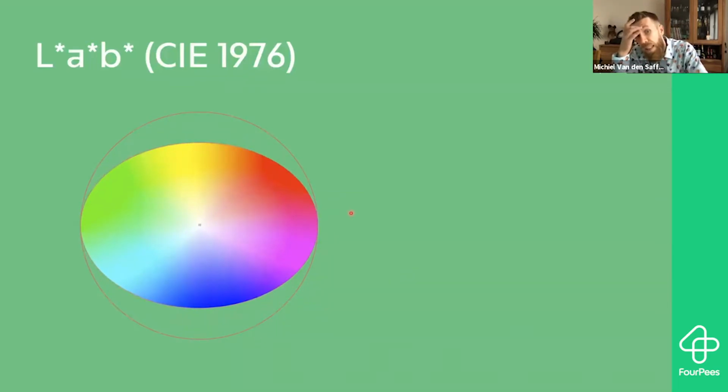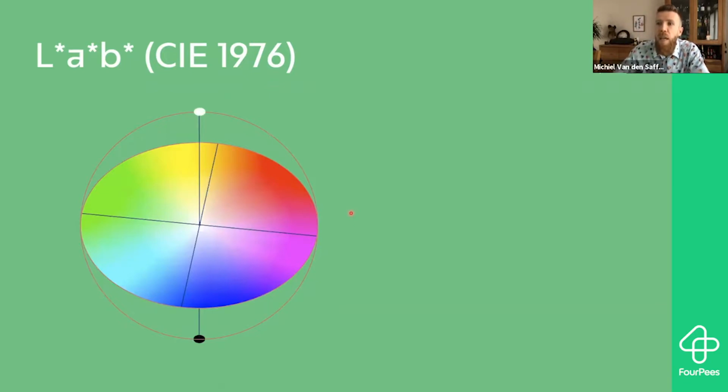So if I put this like that and we add our AB axis, this is our A axis, this is our B axis, we can also add our L axis, which goes black at the bottom and white at the top. Then we have our LAB model. Now our A axis goes from green to red, our B axis goes from blue to yellow, and our L goes black to white and is neutral in the center.